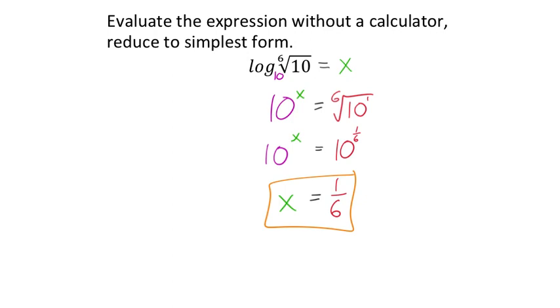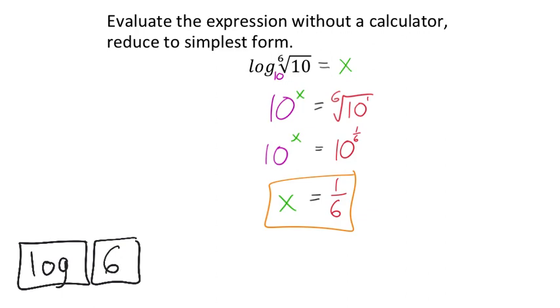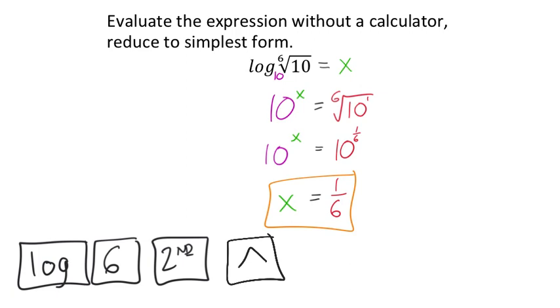So if I was to put this into the calculator, it's a common log. So you're just going to push the log button in the top left-ish area. It says log. And then it's the 6th root of 10. So I've got to type 6, and then I'm going to push second, so I can access my root button, and then push the exponent button.